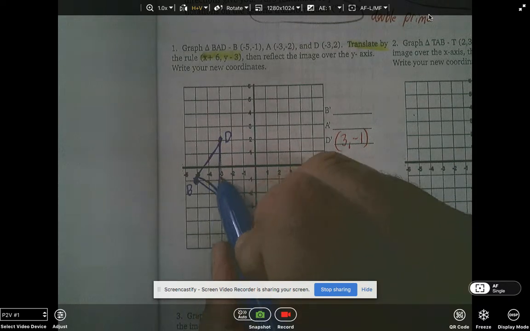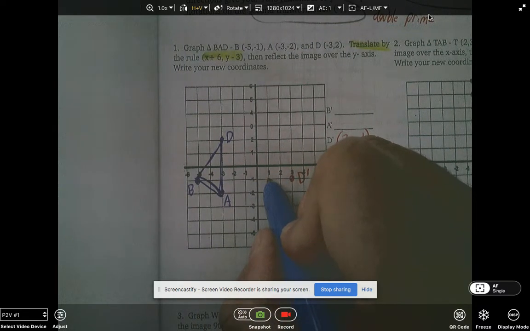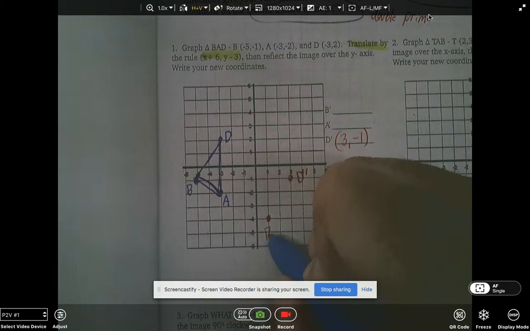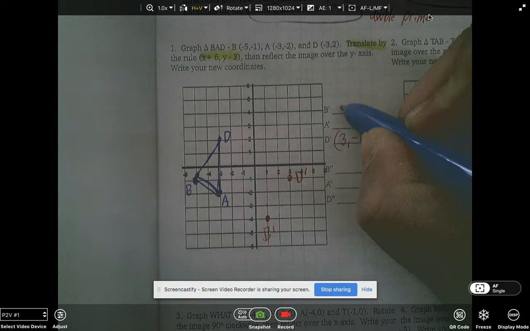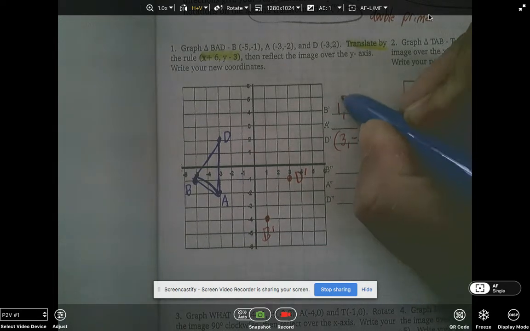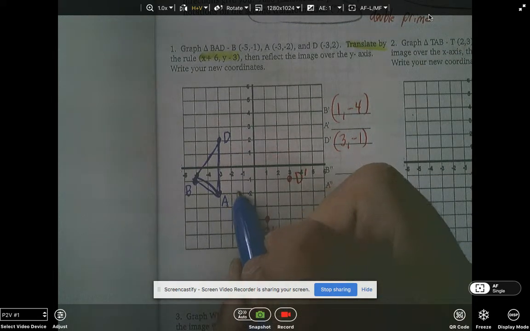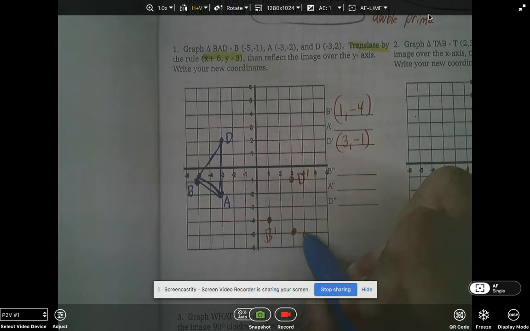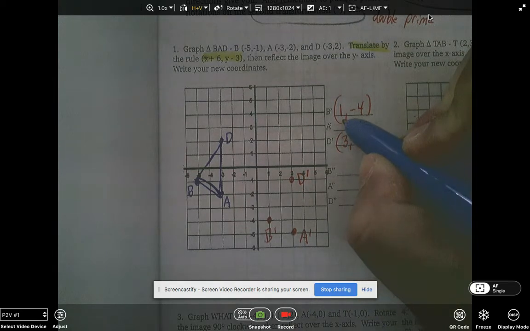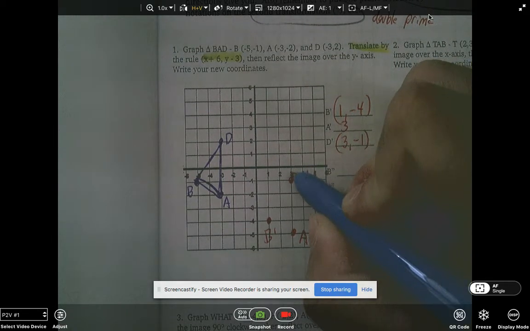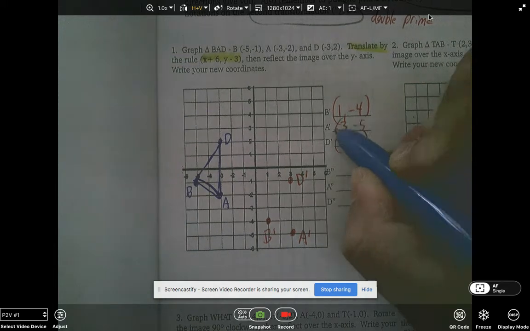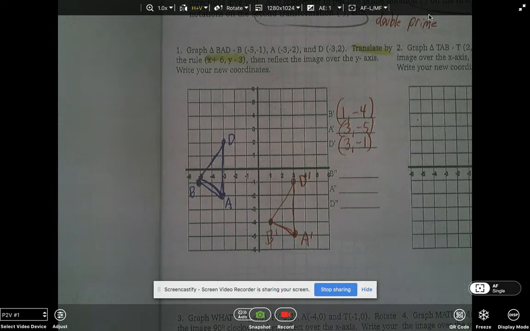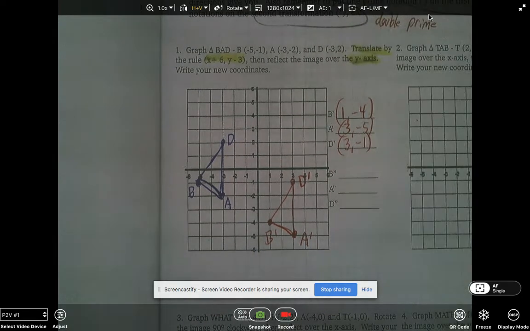Let's go to B now. 1, 2, 3, 4, 5, 6. 1, 2, 3. That's B prime, and that's the coordinate 1, -4. Next one is A, so 1, 2, 3, 4, 5, 6. 1, 2, 3. A prime, and that's the coordinate 3, -5. Great.